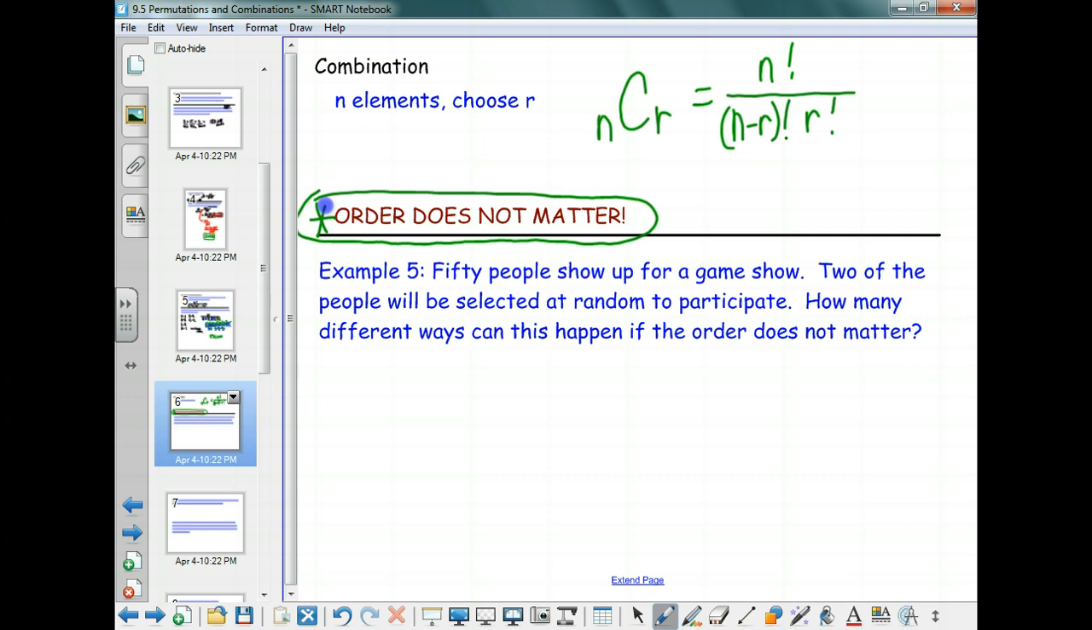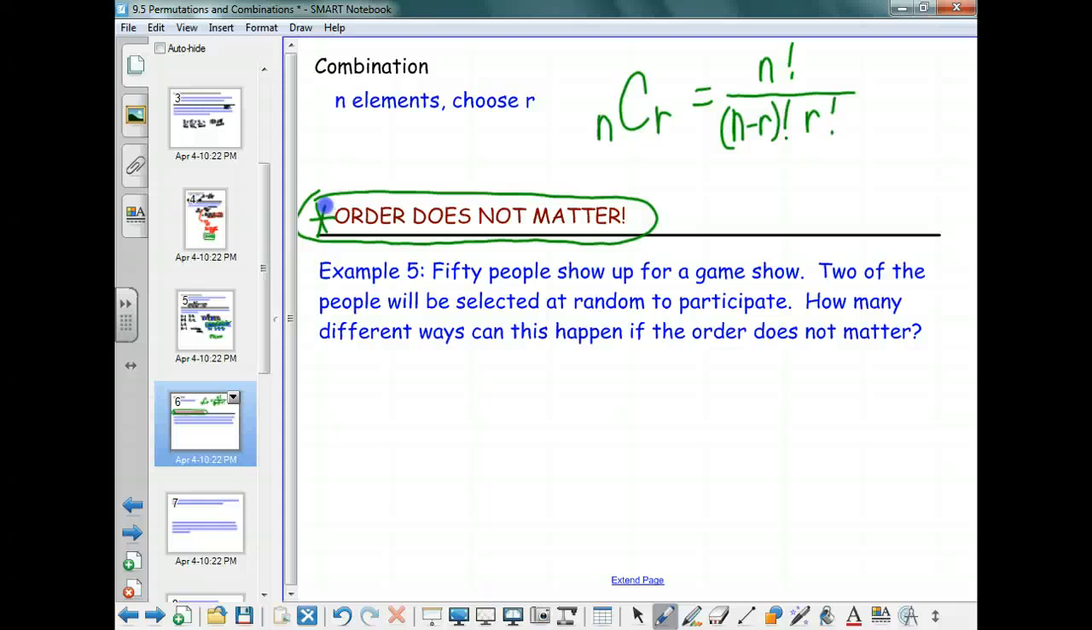So in general, will this number be bigger or smaller than the same equivalent permutation? Smaller, because I'm dividing by more, right? I'm dividing by something else, it's going to be additional. So this is going to be a smaller number. And the reason is because if order doesn't matter, there are fewer ways that something can happen. Make sense? Okay, let's try one.